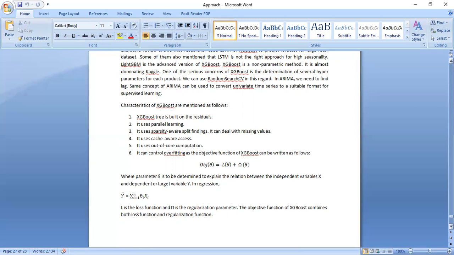Then from that column I will create a sequence. What does the sequence stand for? Say at time t plus 1, you want to predict the demand. For that, let us consider you need the demand at time t minus 2, t minus 1, and at time t to predict the demand at time t plus 1. Now, these concepts we are using in SARIMA. That's why I use SARIMA.